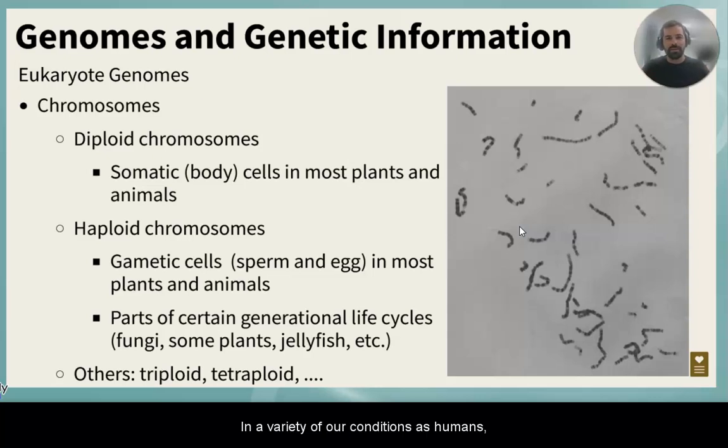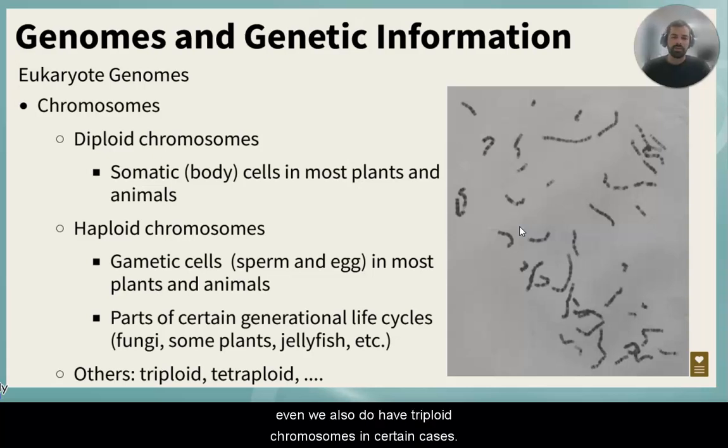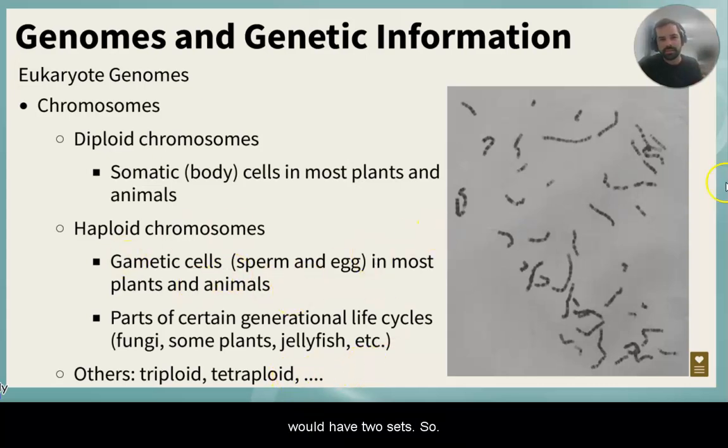in a variety of conditions as humans. We also do have triploid chromosomes in certain cases. So yeah, diploid, haploid. We say haploid because it's half, but in most cases, this is monoploid in our case. But if you have a tetraploid organism, its haploid cells would have two sets.